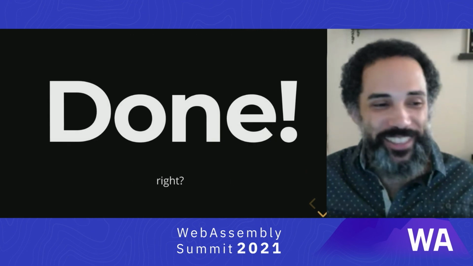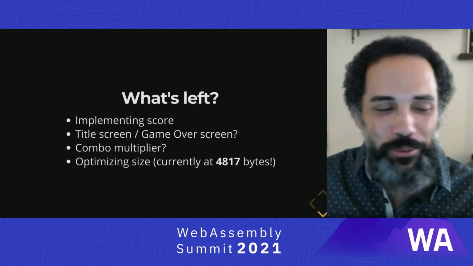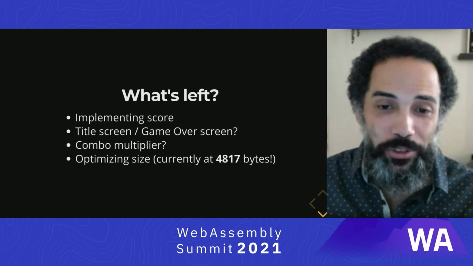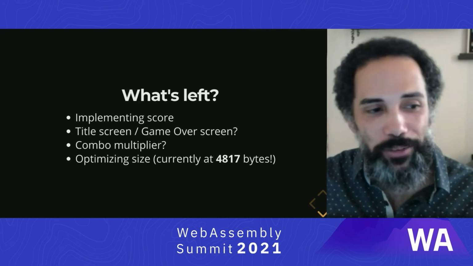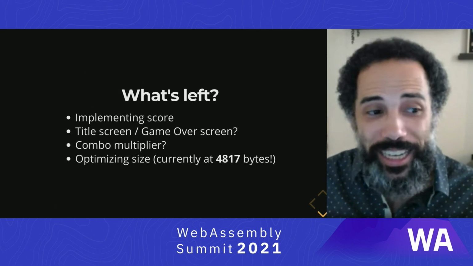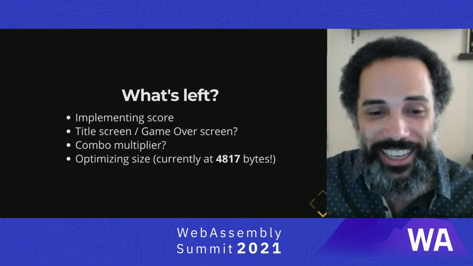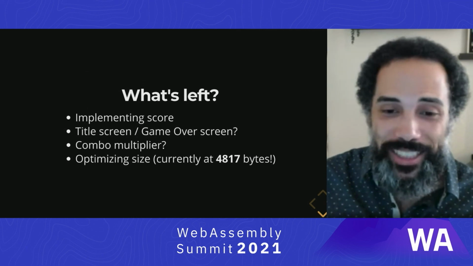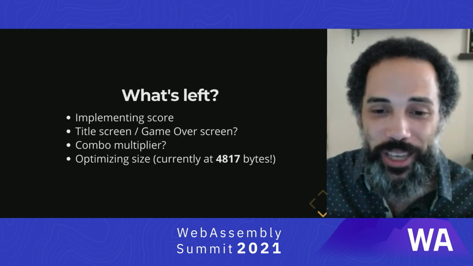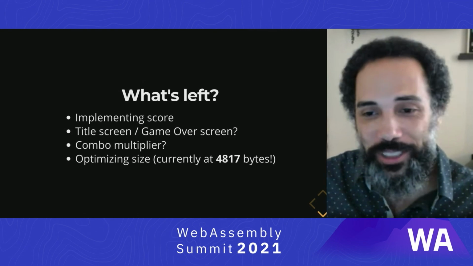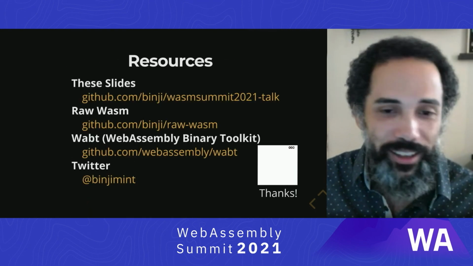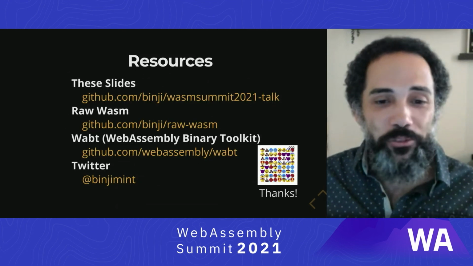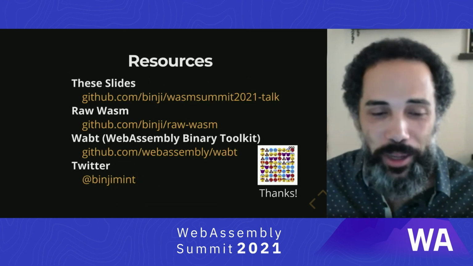Okay, so we're done, right? Well, there's a few more things here that I've done. We need to implement scoring for the game, which I've done here, but I haven't shown you. We probably want a title screen and a game over screen. I haven't done that yet. Maybe we want a combo multiplier. And actually, we want to optimize the size too. Right now, this is my biggest demo yet at 4,000 bytes. So I definitely need to slim this down. But that's pretty much it. This is how raw WASM feels. It's a lot of solving fun little problems.